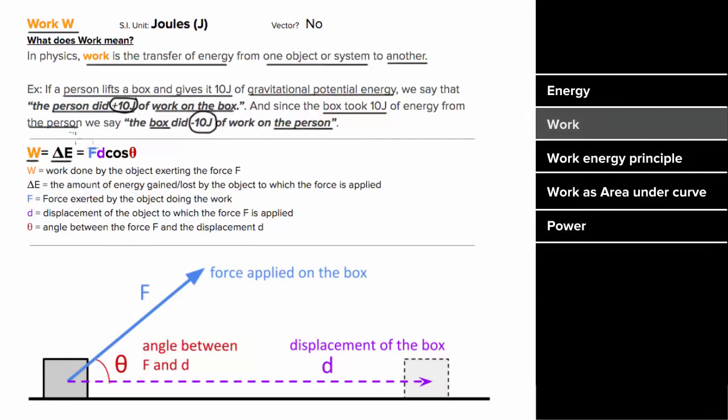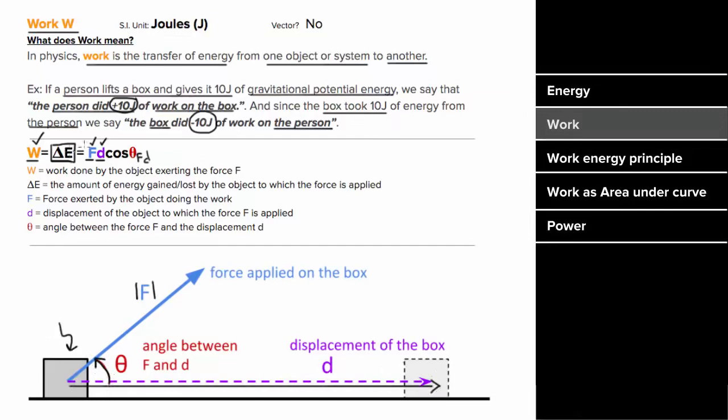If something's having work done to it, there's got to be a force on that object, and that object has to be displaced. So if you take the force on the object times the displacement of the object and multiply by the cosine of the angle between the force and the displacement, you'll also get the work done. In other words, one way to find the work done is by finding the amount of energy that was transferred, but another way is by taking the magnitude of the force exerted on an object times the displacement of the object and then times cosine of the angle between the displacement and the force.